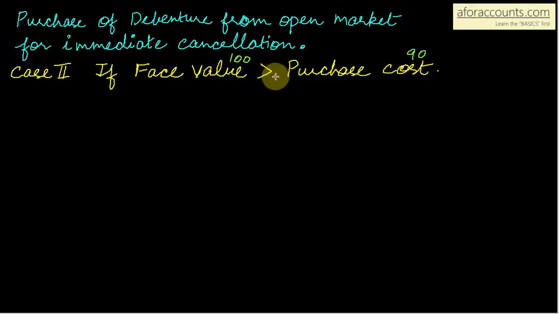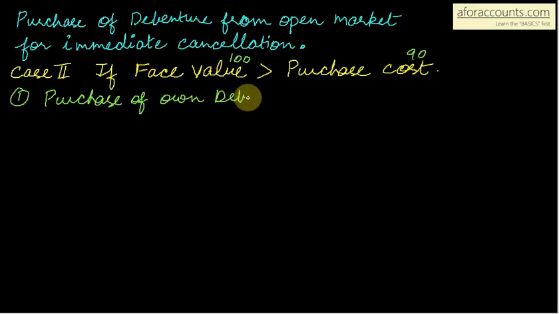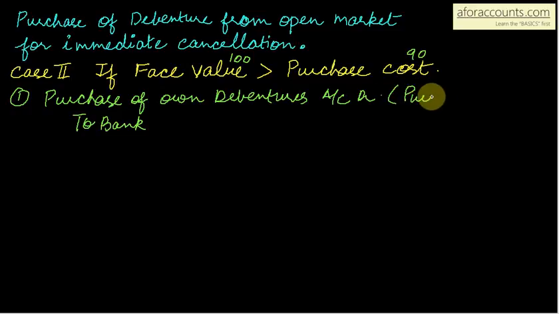So pehle journal entries kya hogi wo samajhte hain. Purchase kiye hain debentures. So your first entry will be purchase of own debentures account debit to Bank at your purchase cost, this entry will be recorded.